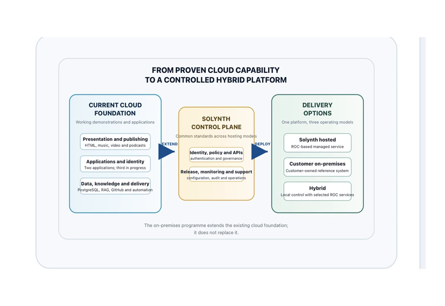In the middle is a common Solynth control plane, a single set of standards for identity, policy, release control, monitoring, and support that applies no matter where a system runs. On the right are the three ways a customer can consume it: fully hosted by Solynth, owned and run on the customer's own premises, or a hybrid of the two.